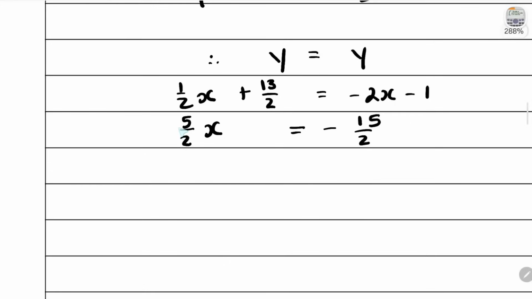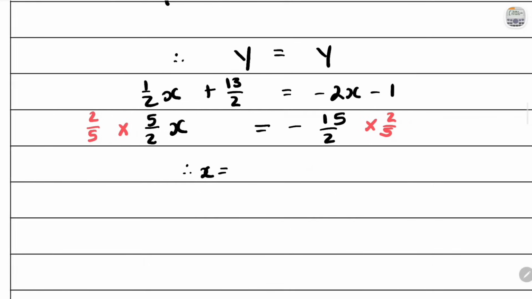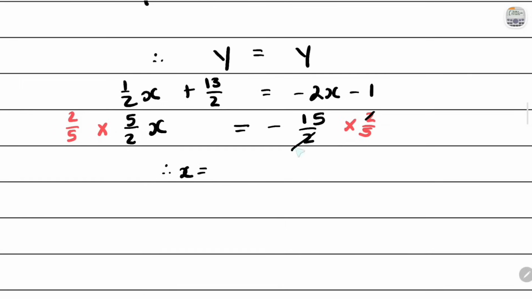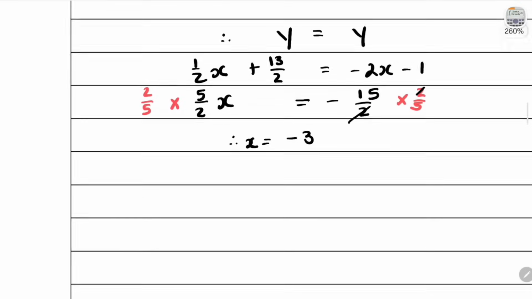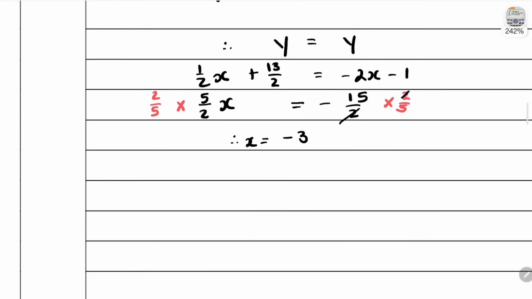And then to solve for x, you can divide both hand sides by 5 over 2 or multiply both hand sides by 2 over 5. So when we do that, x is finally equal to, here, 2 and 2 cancels and they're gone. And what is -15 divided by 5? That is -3. Okay, so now that we have solved for x, we can just take that and substitute it into either equation, since the x and y values are exactly the same on those two lines.